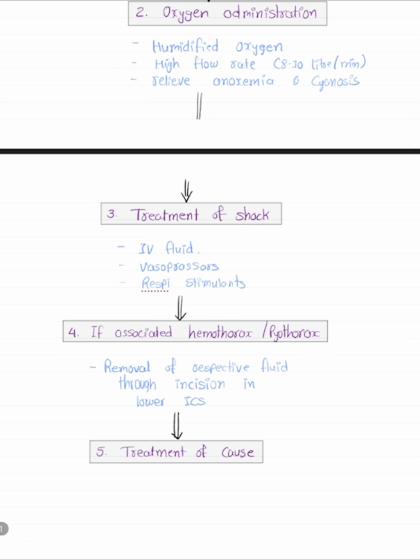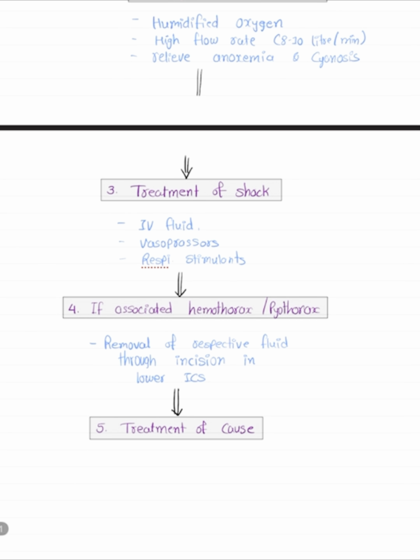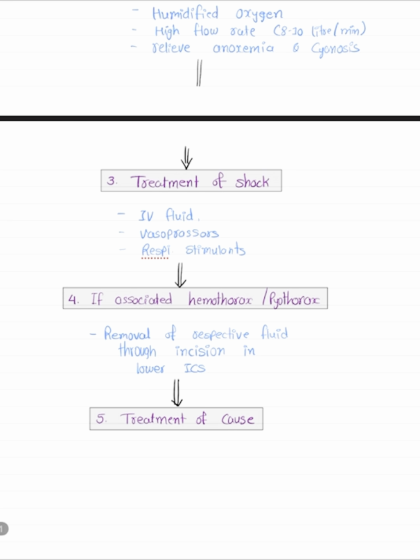The second step is the oxygen administration. So we have to give the patient humidified oxygen at a high flow rate of 8 to 10 liters per minute to relieve the anoxia and the cyanosis.